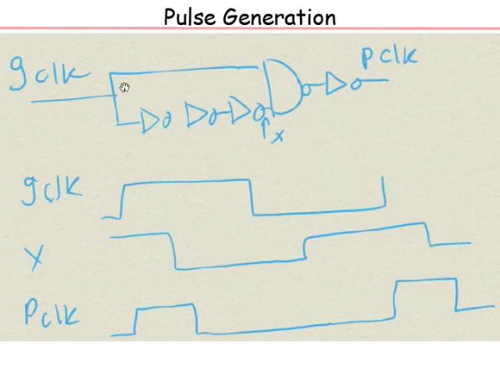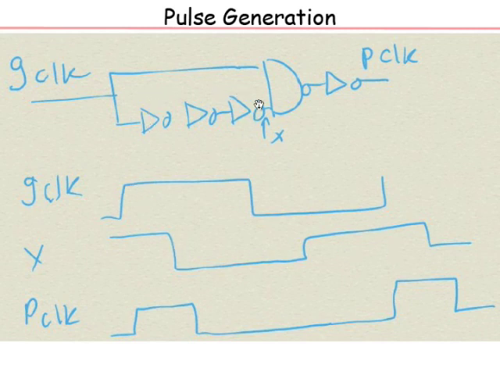So when the edge comes, you have two paths. One goes directly to the AND gate, another comes through a delayed inversion, X. So G clock goes high, after some delay X goes low. But for a short duration, both G and X are high. That means P clock will be high. And then when G clock goes low, of course after some delay X goes high, but in this overlap, anyway it's an AND gate, right? P clock will remain low. So only during the positive rising edge of G clock, you have a pulse.